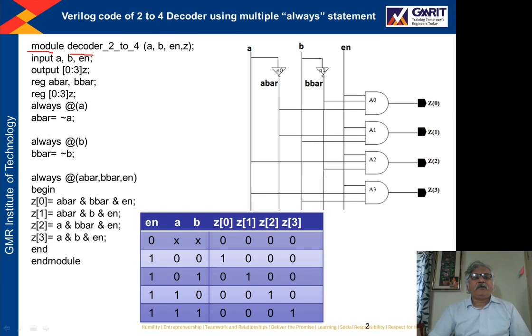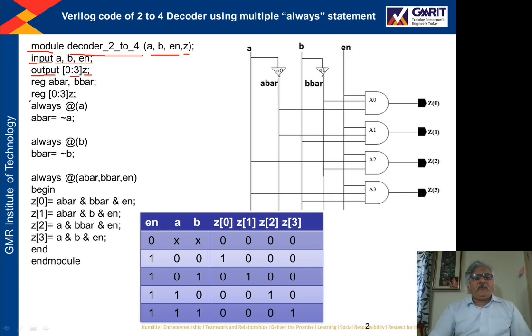module. The name of the module is decoder_2_to_4. It has the following ports: A, B, enable, which are scalar ports, and Z, which is one output port that will be declared as a vector, right? So input A, B, enable, EN, output [0:3] Z. By this statement 4 elements of the vector will be created: Z0, Z1, Z2 and Z3, and these will be the outputs.